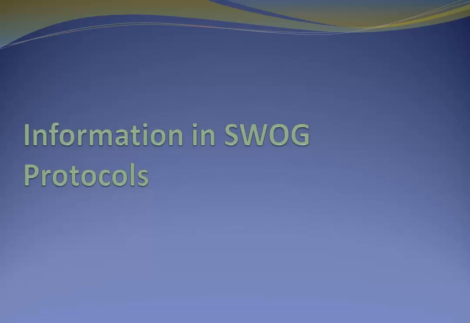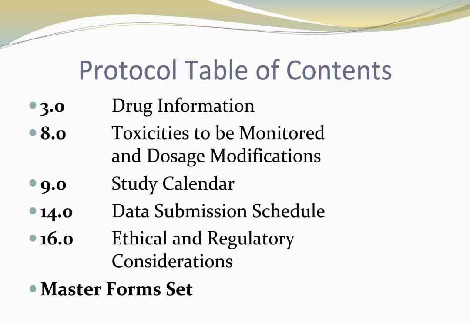Now we will dive into a SWOG protocol to see where adverse event information can be found. Protocols are always your first and best reference. All SWOG protocols are set up the same. There are 5 sections in active protocols that contain information about adverse events. Section 3 talks about known human toxicities and drug supply information. Section 8 talks about toxicities to watch for, dose changes during treatment in response to various AEs, dose modification tables, and names for physicians to call for assistance.